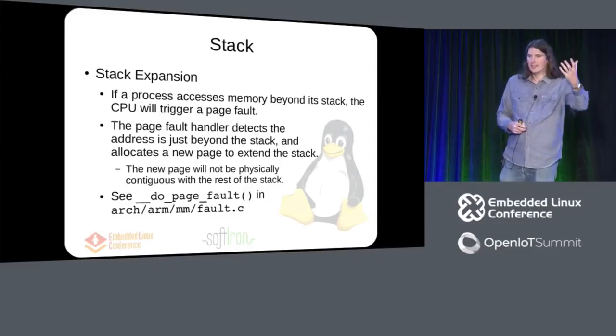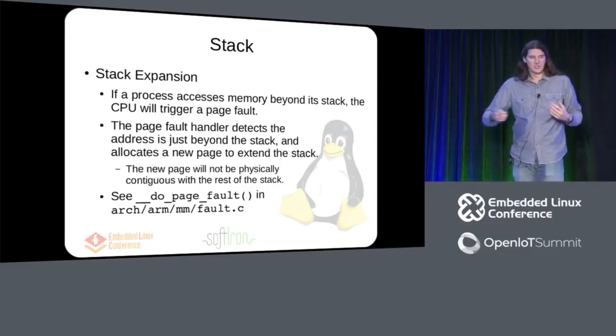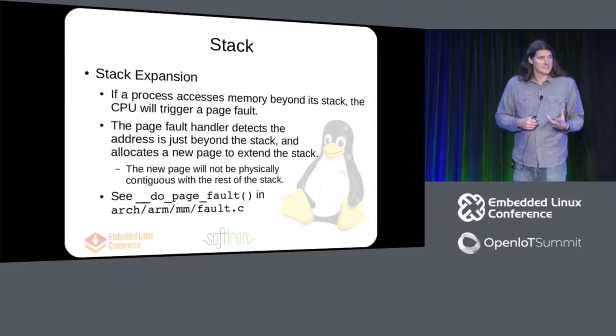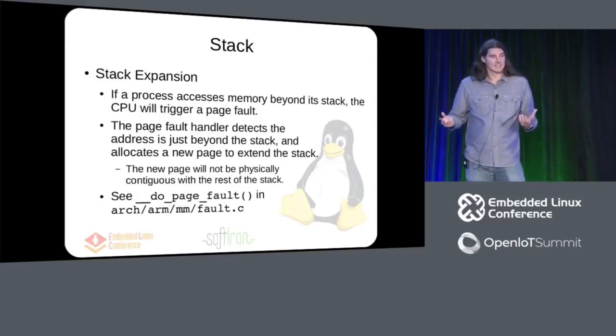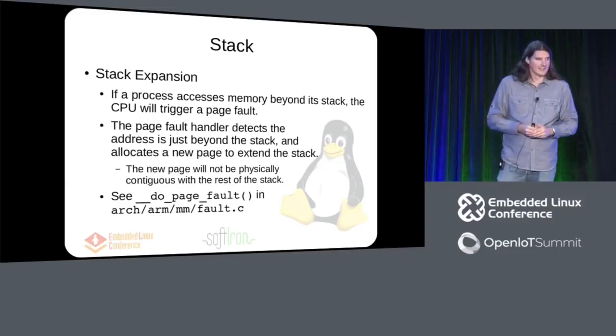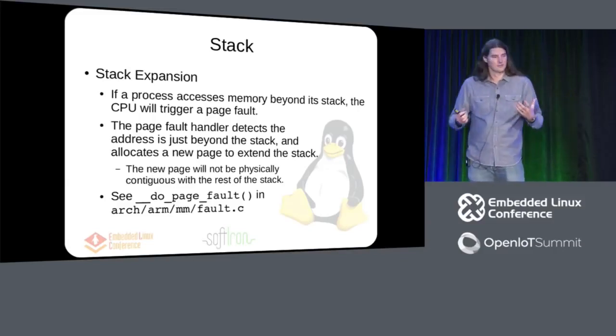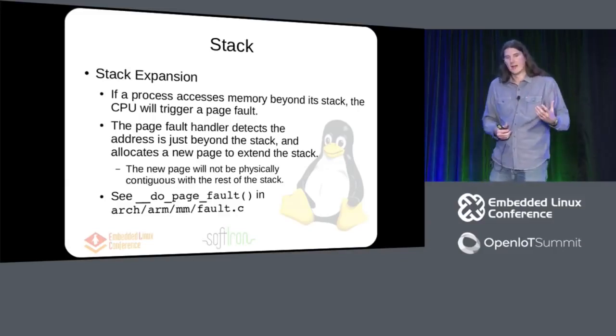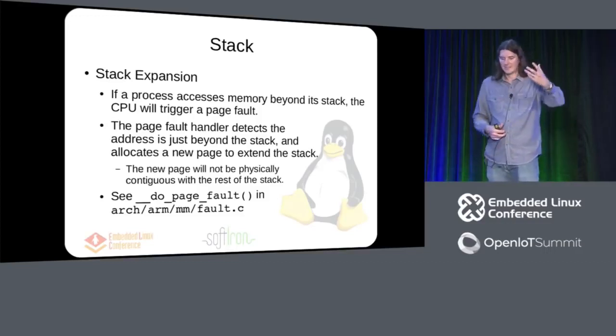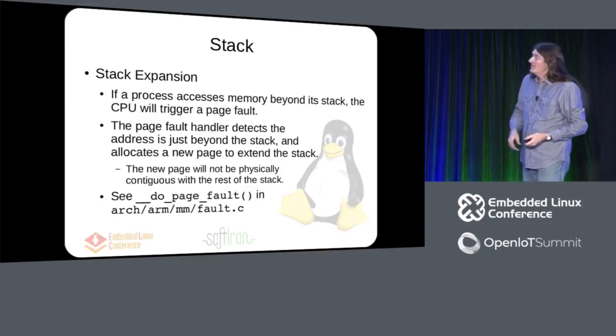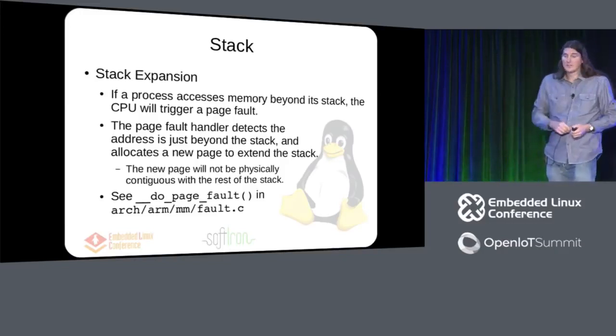Now, when we allocate a new page to extend the stack, this of course isn't going to be physically contiguous with the rest of the stack, but the rest of the stack is probably not physically contiguous at all. And if you're using the stack for anything that needs contiguous memory, you're doing it wrong anyway. But it's worth pointing out that when you allocate this memory, it will be virtually contiguous and, again, not physically contiguous. So this is all done in doPageFault.